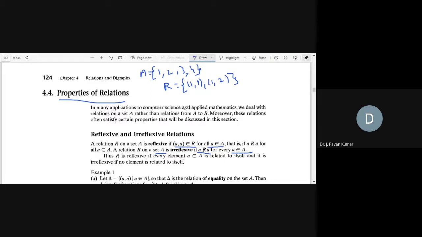Next, is this irreflexive? For that also, no. Why? Because we are having the counter case for this condition. (a, a) should not be related to itself for every a belongs to A, but 1 is related to 1. So it is violating the condition, so it is not irreflexive as well. Understand the difference?